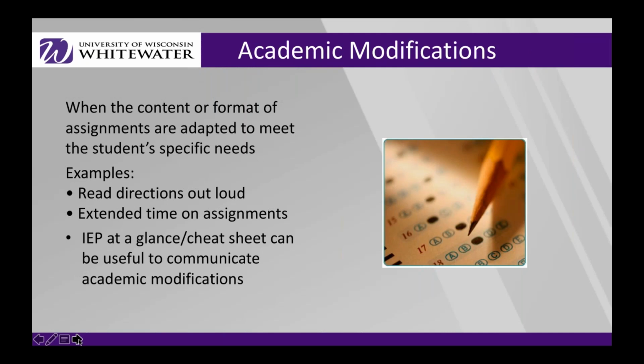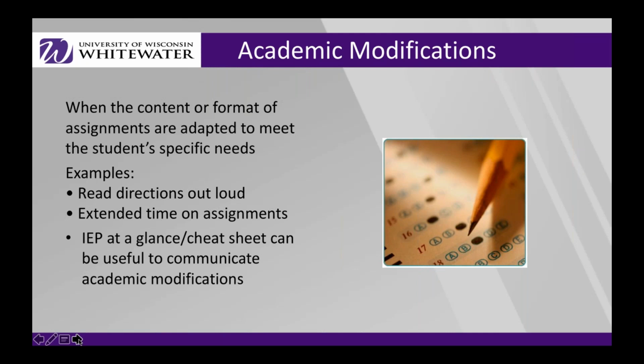So when the content or format of assignments are adapted to meet the student's specific needs, that's an academic modification. Examples of academic modifications are reading directions out loud, extended time on assignments. My favorite thing, though, is to use that IEP at a glance or a cheat sheet. Not all teachers need to have access to a student's complete IEP. There could be some confidential information that not all teachers need to have access to. But teachers do need to have access to the important information that pertains to their class.